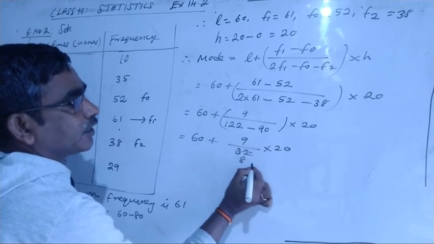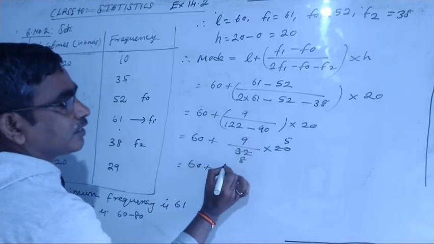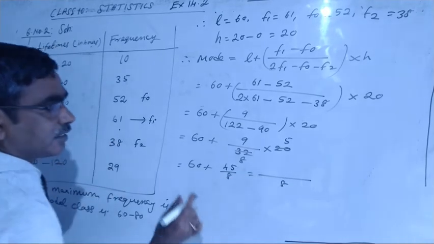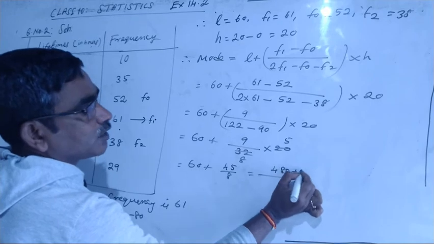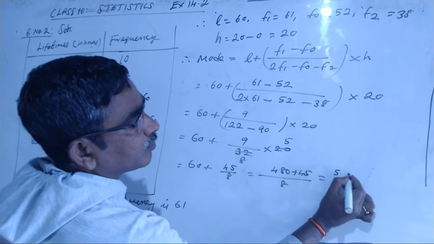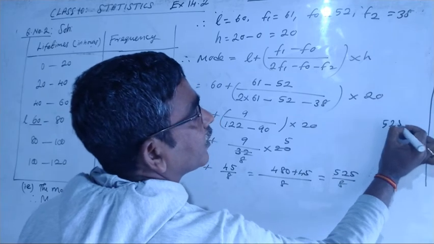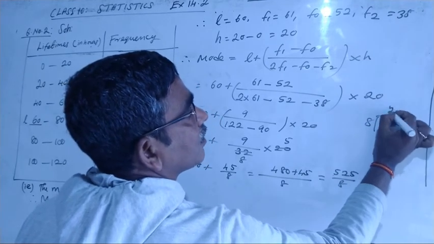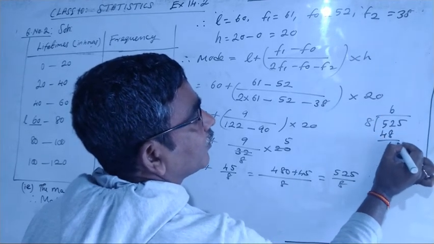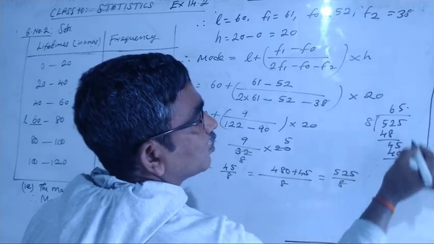4 eights are 32, 4 fives are 20. No more cutting. So 60 plus 9 fives are 45, divided by 8. You can take the LCM, 8. 8 sixes are 48, so 480 plus 45, altogether it comes to 525 divided by 8. So 525 divided by 8, you will get the result. 8 fives are 40, 8 sixes are 48.